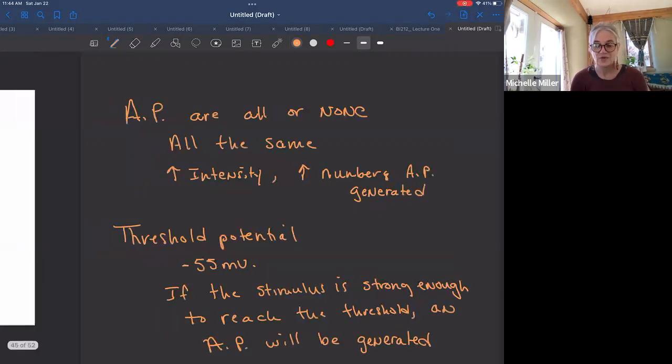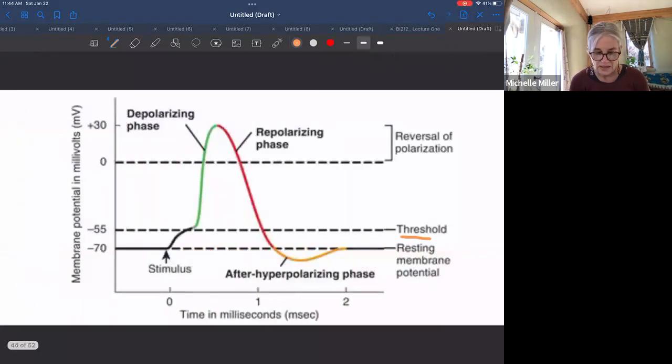Okay, so that threshold potential is right here, and that is the dotted line. So let's show it right here. So if the stimulus is too weak, and some of the stimuli we don't actually perceive, and so it could just generate maybe just a little blip, a little change in the membrane potential, but it doesn't reach that threshold, so an action potential is not generated.